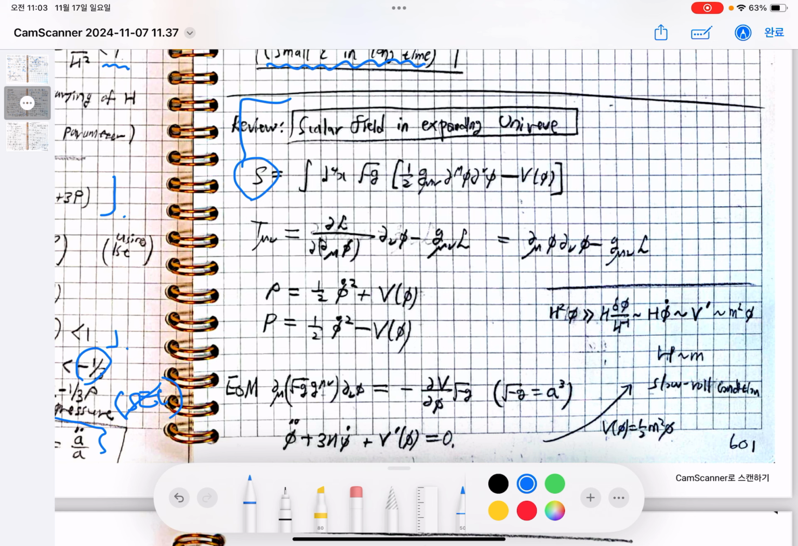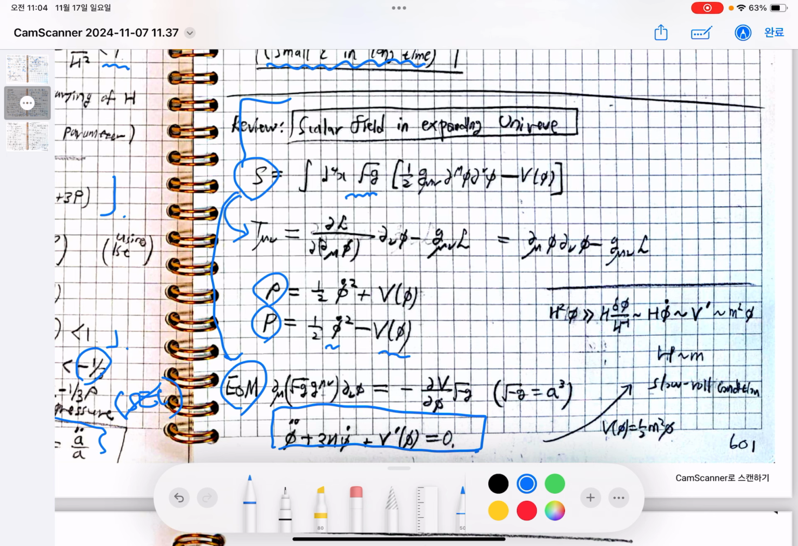There are elements that contain the metric, and if we calculate the stress-energy tensor by using classical field theory, then we can obtain the energy density and the pressure as functions of φ dot and φ. And if we calculate the equation of motion by using the action, then we can obtain this formula for φ with the Hubble friction term.